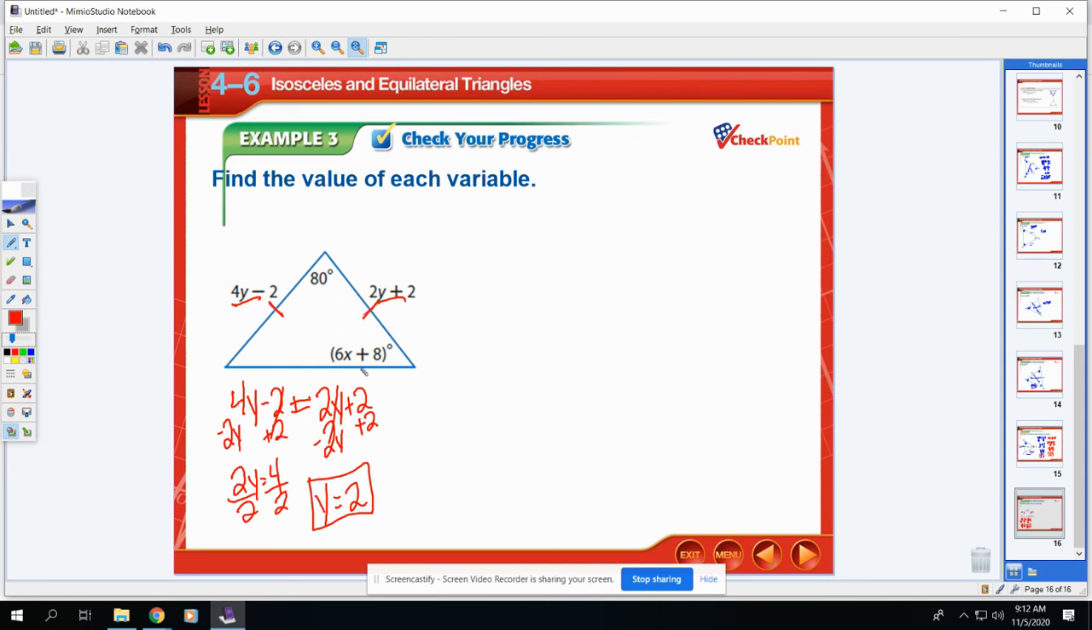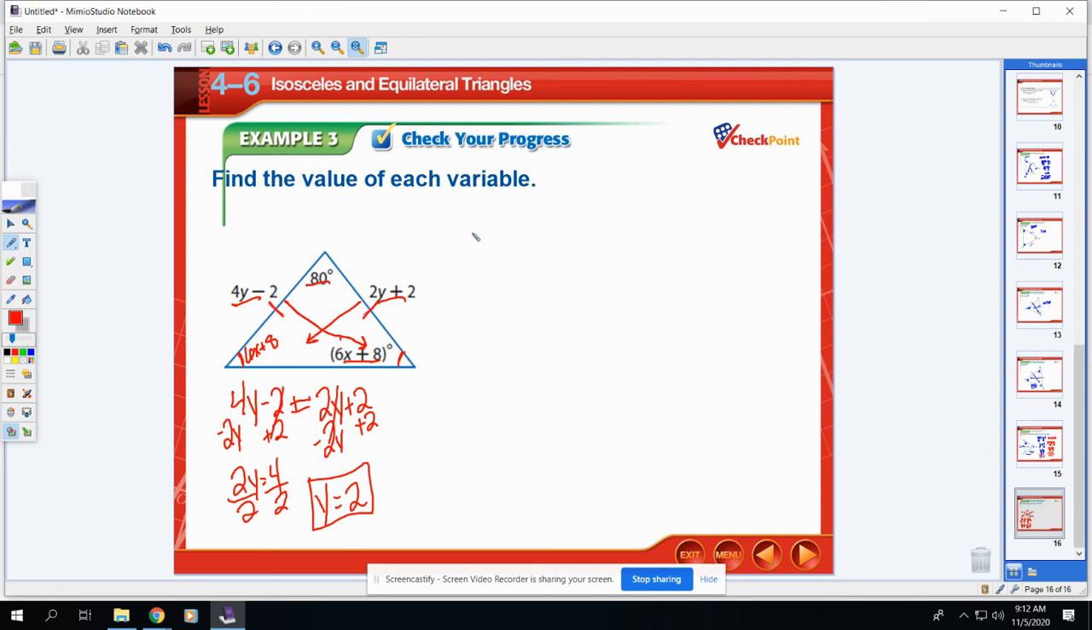6x plus 8 here is one of our angles. Let's look at this. So let's find our congruent angles. Opposite of 4y minus 2 would be this 6x plus 8. Opposite of 2y plus 2 would be our angle over here. Okay, so we know that this is 6x plus 8. We know this is congruent to 6x plus 8, which tells us this is also 6x plus 8. And we know here that this vertex angle, the top angle, is 80.